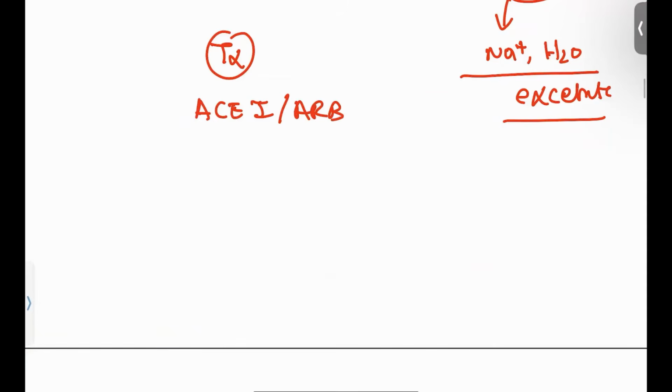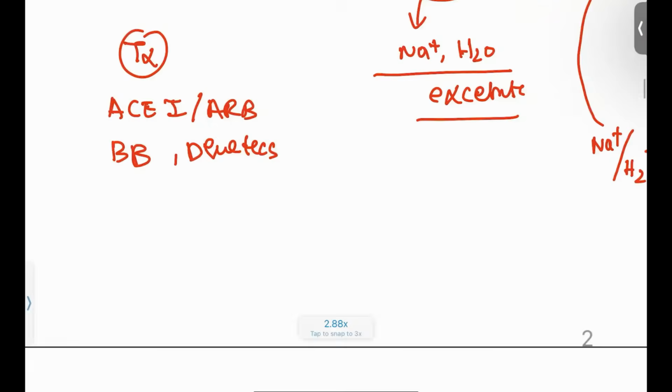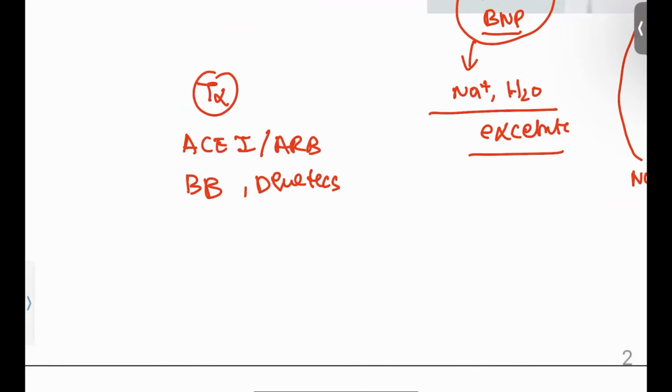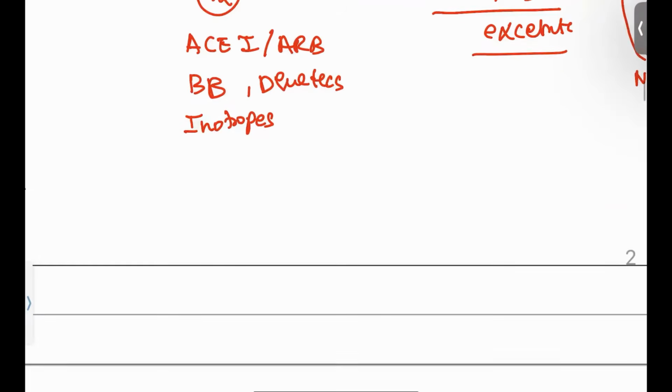Then after that, to control the heart rate, start beta blockers, or to decrease the patient's edema, like pulmonary edema or hepatomegaly, you have to start diuretics. And for the heart function, you can also start inotropes. Another drug that is very famous nowadays is your ARNI.